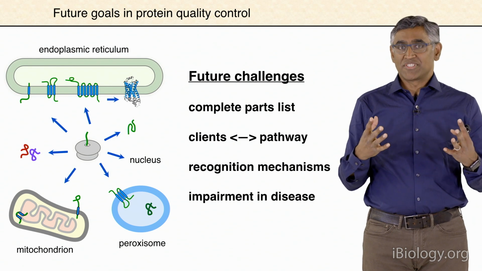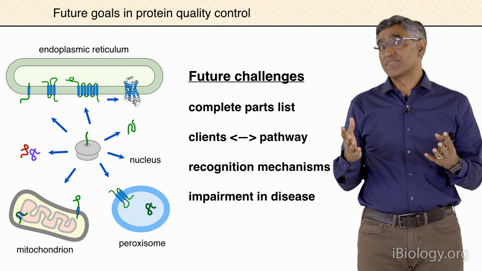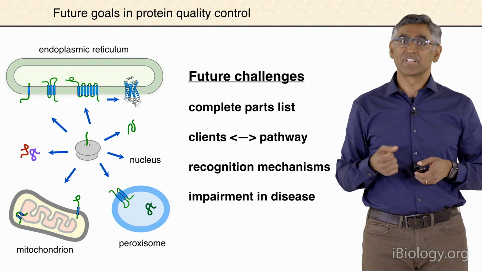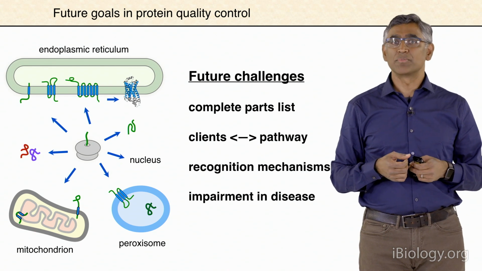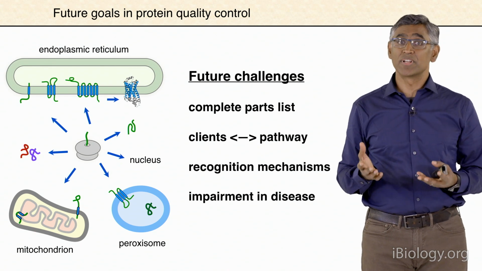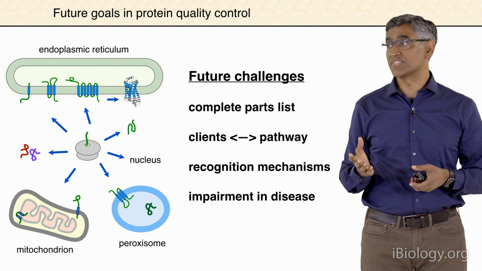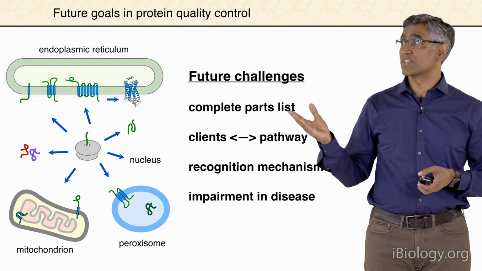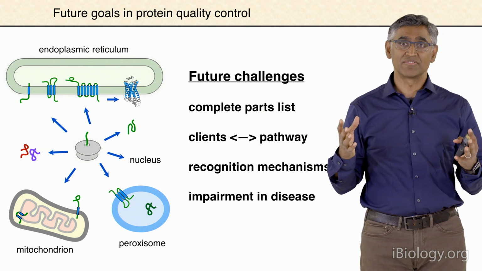So what are the challenges here? And I think many of these factors have only just been discovered. And I think that it's very unlikely we know all of the factors that deal with failures in different types of localization. So it's quite important to get a complete parts list of all the factors involved.